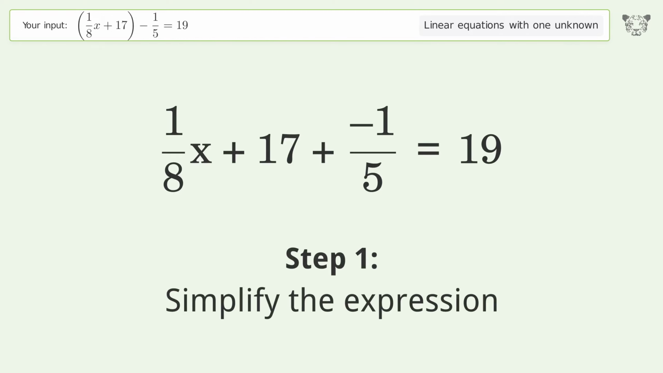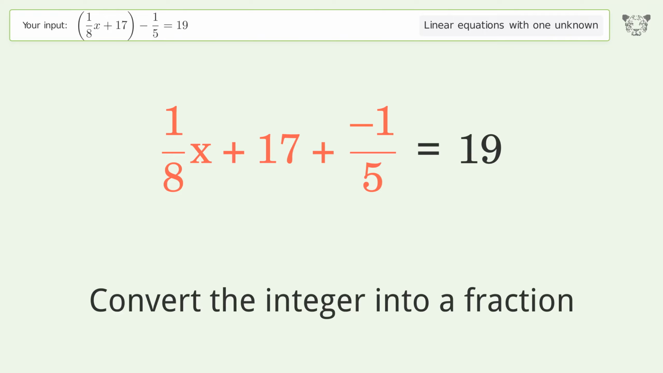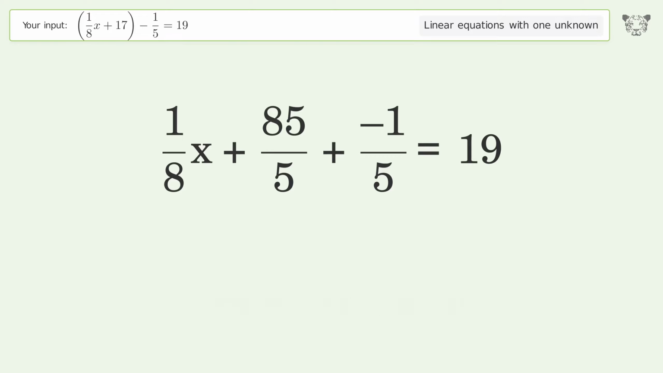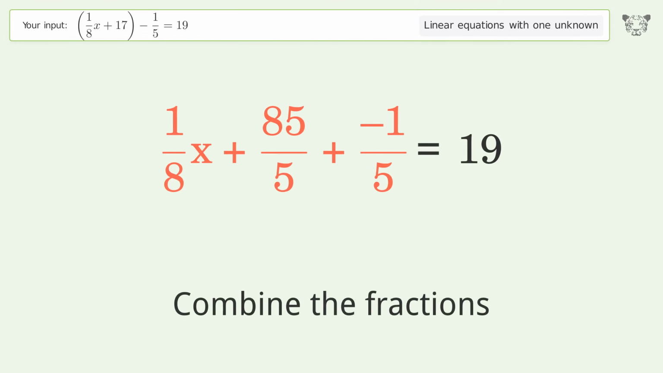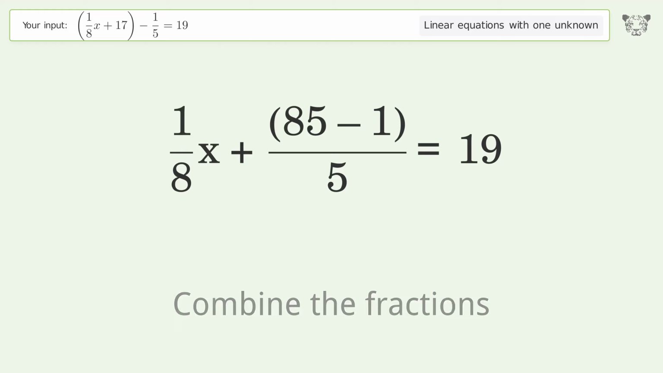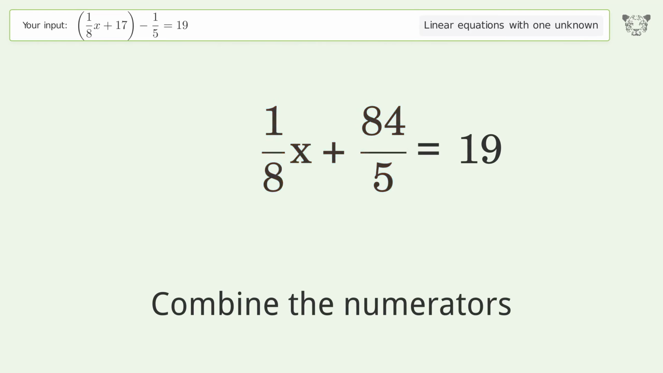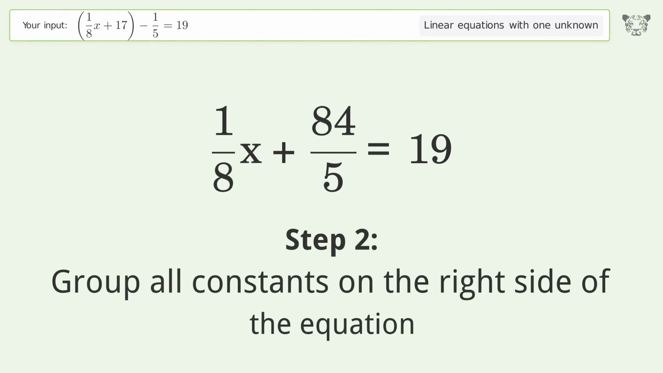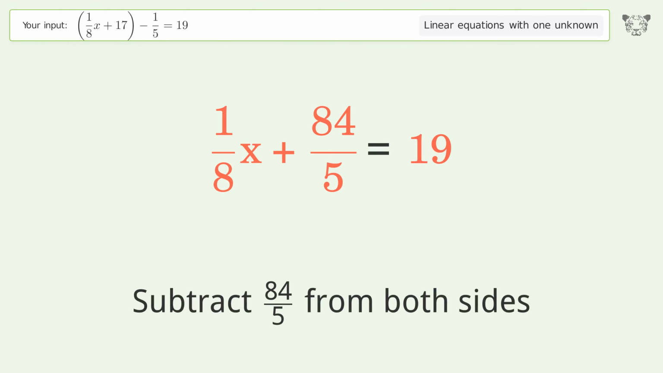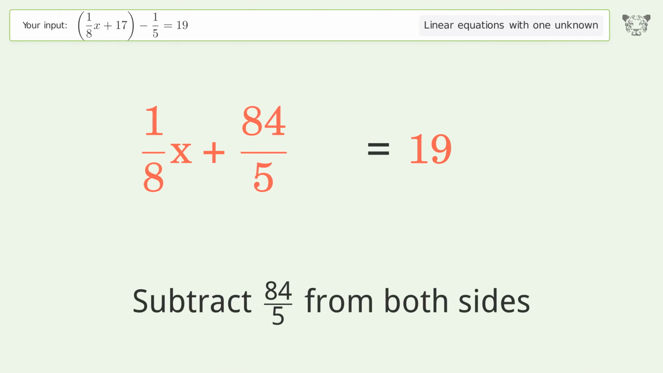Simplify the expression. Convert the integer into a fraction. Combine the fractions. Combine the numerators. Group all constants on the right side of the equation. Subtract 84/5 from both sides.